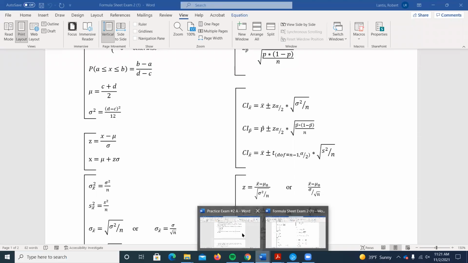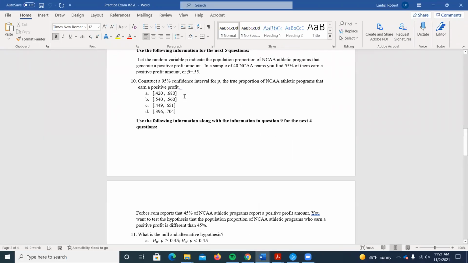time. But look at problem number 10 here. We're looking at 40 teams, and we find that the percent of them that are profitable, NCAA athletic programs that are profitable, are 55%, or a sample proportion of 0.55. So we want to build a 95% confidence interval for that true proportion.